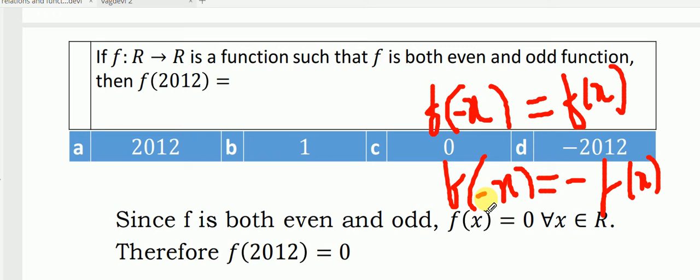A function can be neither even nor odd, but a function cannot be both even and odd. So the only such function which is both even and odd is f of x is equal to 0. So therefore f of 2012 must be 0 only. That is option C is correct. So a function can be both even and odd function only if it is a 0 function, that is f of x is equal to 0.